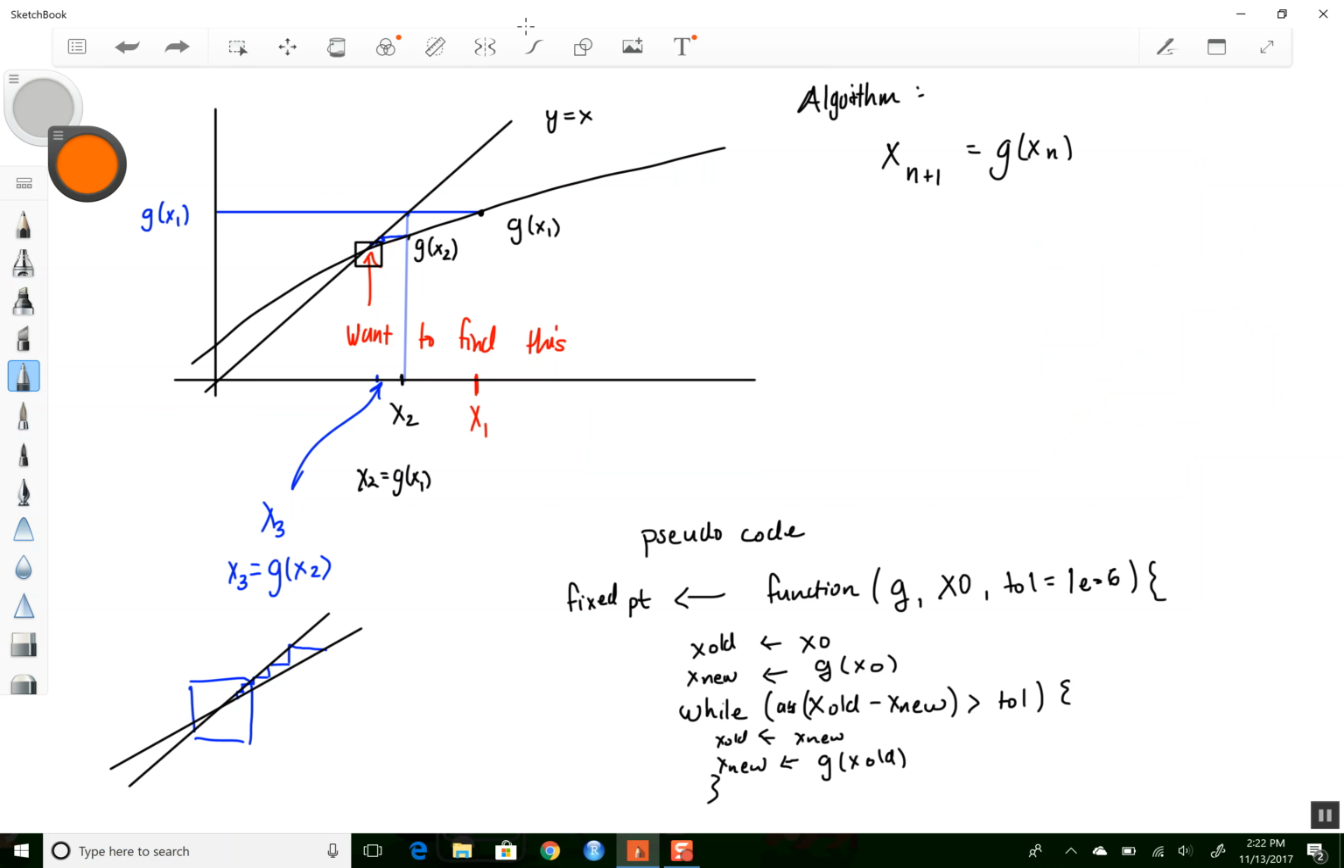Yes? So the function is returning x, like once we exit. Oh yeah, we should, at the end of the while loop, have the function return x new. Yeah, okay. Something like that. Okay, so that's fixed point iteration. Is that okay? All right.